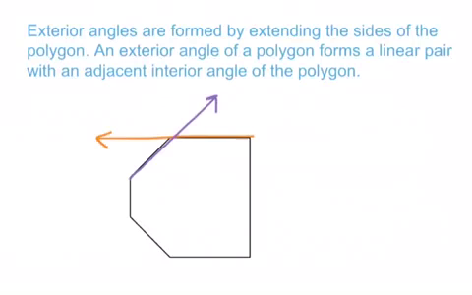An exterior angle of a polygon forms a linear pair with an adjacent interior angle of the polygon. So right here, this right here is a linear pair. Okay? So exterior angles are angles that are formed by extending those lines. So like over here, it'd be right here, and right here. This adjacent interior, right here, and this exterior, right here. Okay? Keep that in mind.